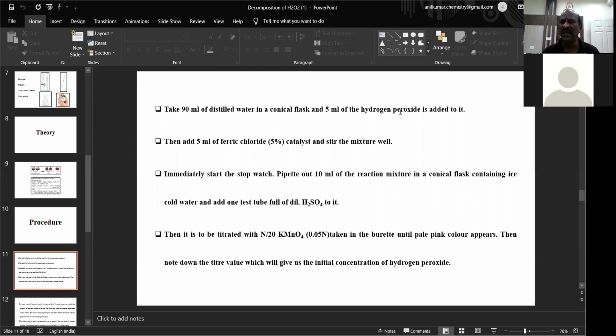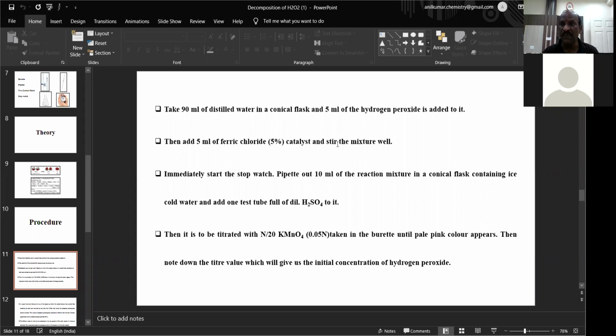This we prepared already. The 90 ml and 5 ml means we prepared a large quantity of hydrogen peroxide. You need not do this; for 180 ml we will add 10 ml, and we will prepare a large quantity, so you need not worry about it. Then you add 5 ml of ferric chloride, that is the catalyst, and stir it, and it will become the reaction mixture.